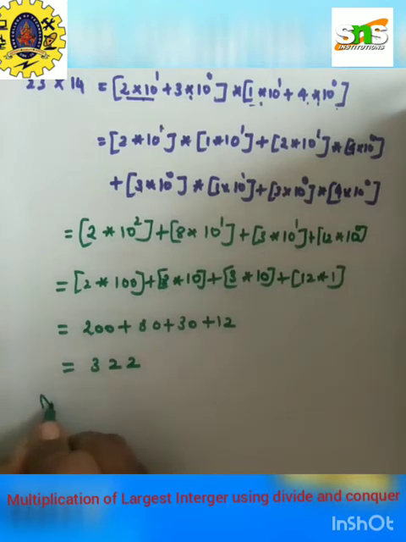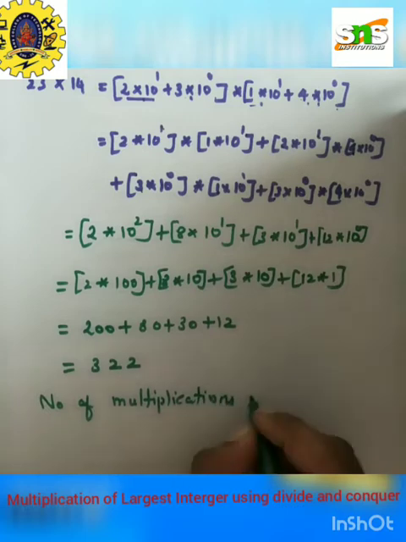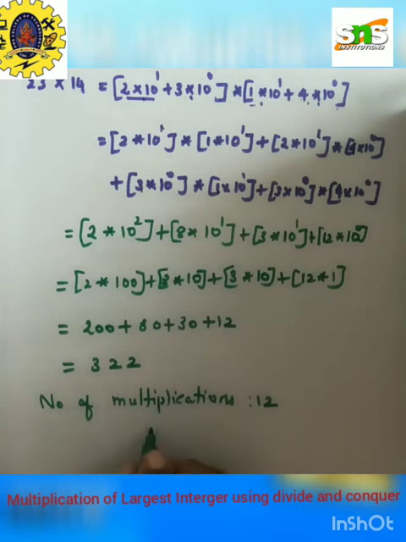So how many multiplications were performed? The number of multiplications is 12, so the total number of multiplications is approximately 12.